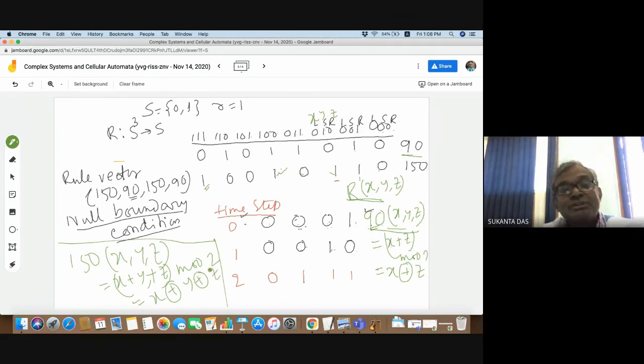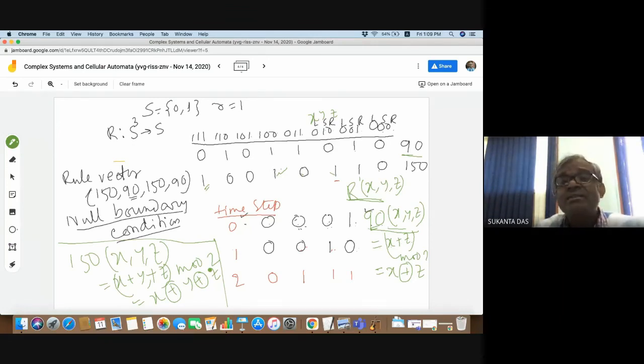So the rules that can be represented by XOR logic only, they're the linear ones. So how many rules can I write? There are three variables. So the total number of linear rules possible which can be expressed in XOR logic is 2 to the power 3, equal to 8. So there are 8 linear rules.